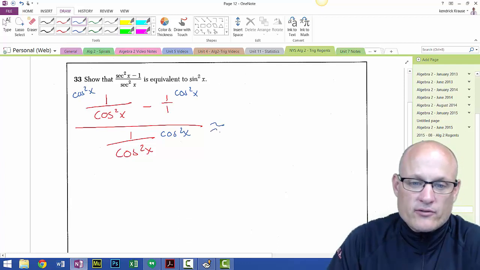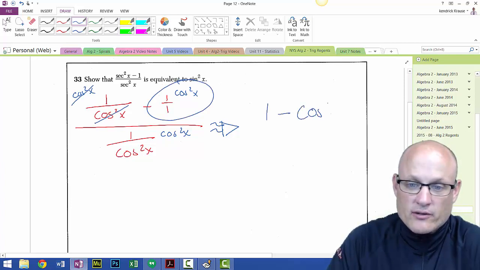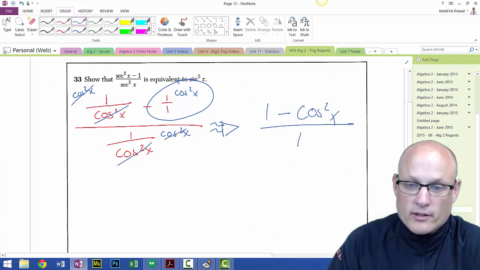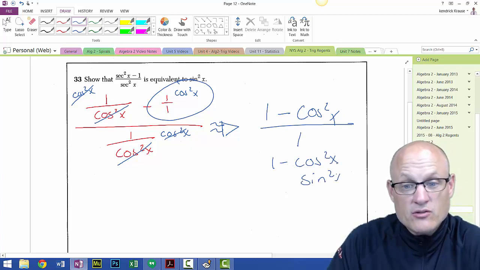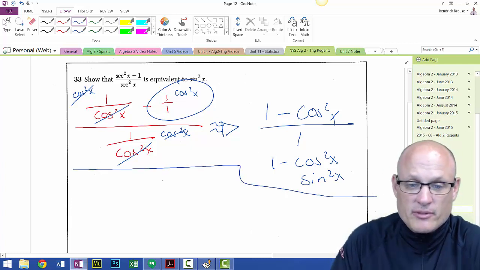All right, so this becomes, well, these cancel, leaves me 1 minus, nothing cancels here, so cosine squared x, all over, well, these cancel, all over 1. Well, this is just really 1 minus cosine squared x, which is sine squared x. That's method number 1.